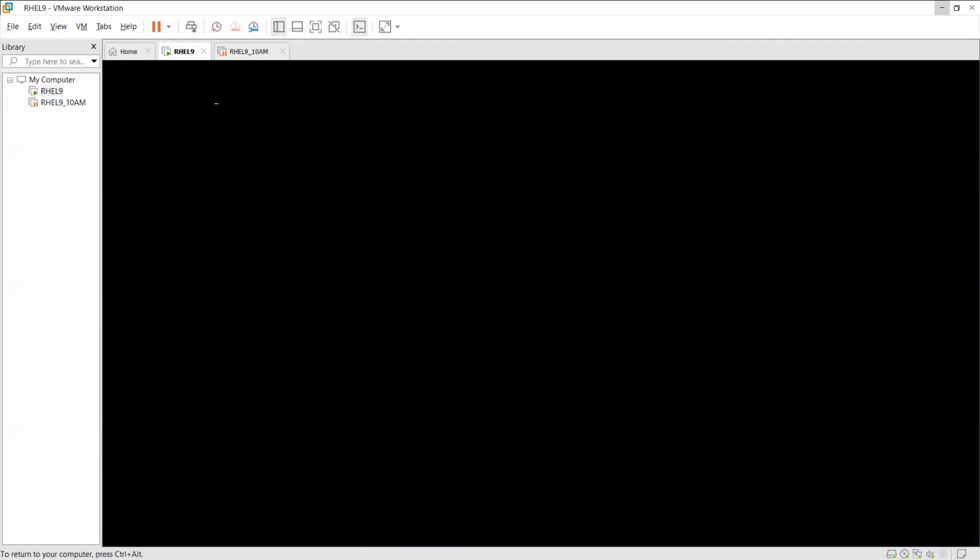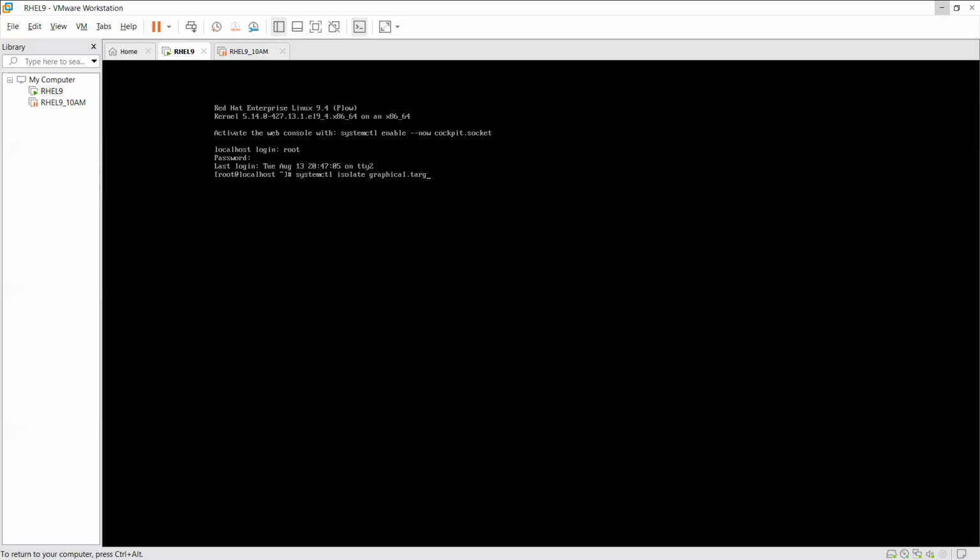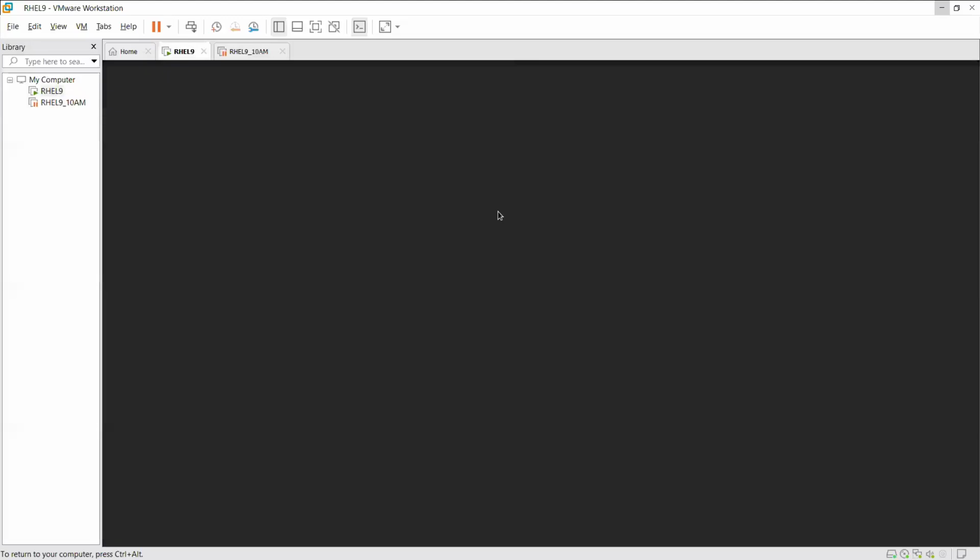If I enter it, you see that the system goes there immediately. It is not taking any reboot action. Now your login username is root and the login password is correct. If you want to change the state immediately, then we use systemctl isolate graphical.target. Now the system will take it immediately. It is not taking any reboot.